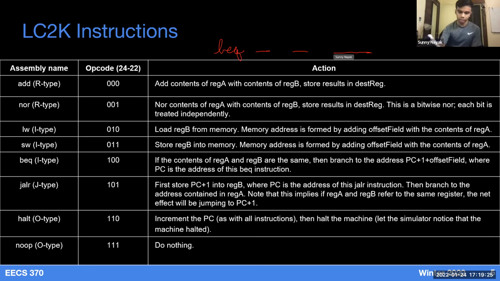The first parameter is going to be a register. I'm going to be referring to this as register A. The second parameter is going to be another register. It's also going to be referred to as register B. And the last parameter is going to be what I'm going to refer to as the offset field.